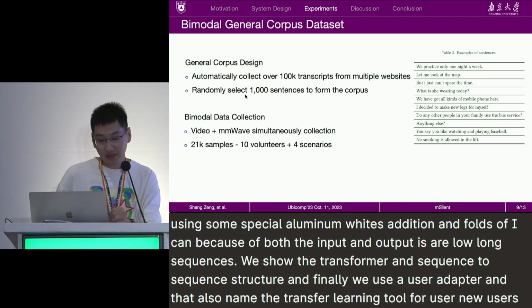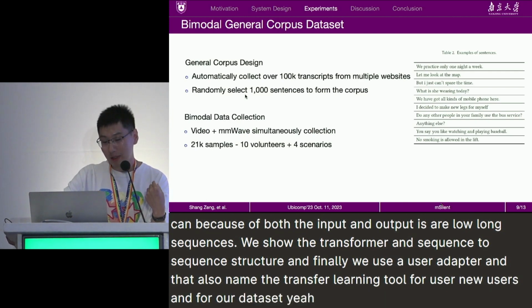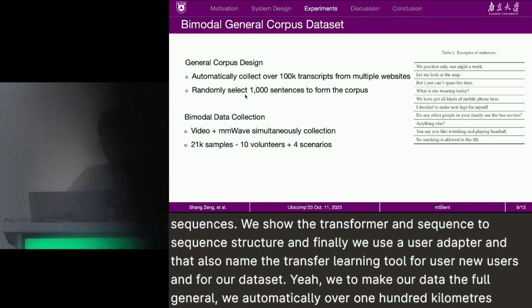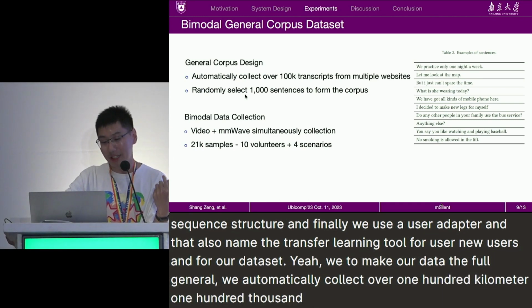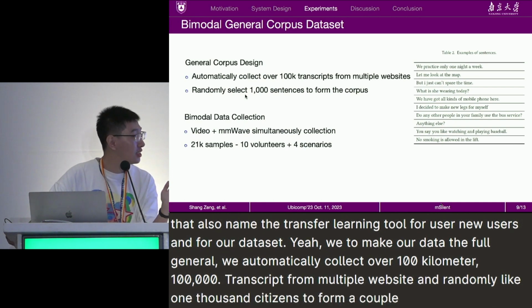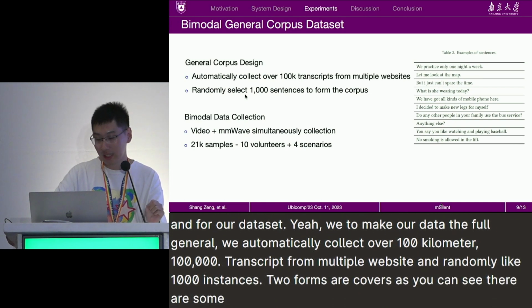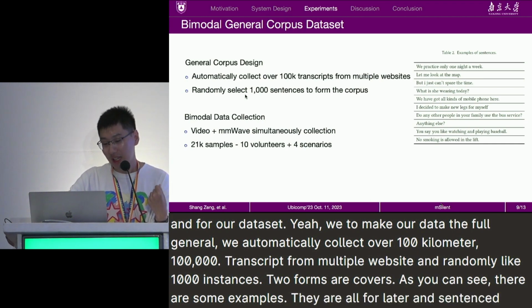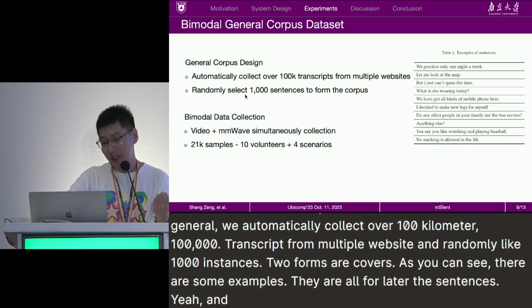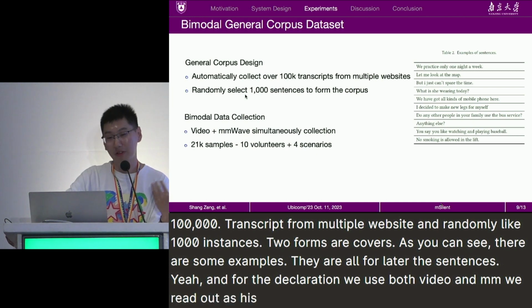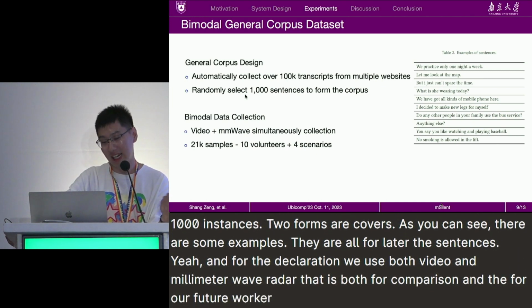And for our dataset, to make our dataset fully general, we automatically collect over 100,000 transcripts from multiple websites and randomly select 1,000 sentences to form the corpus. As you can see, there are some examples. They are all fully general sentences. And for the data collection, we use both video and the millimeter wave radar, both for comparison and for our future work on multimodal data.